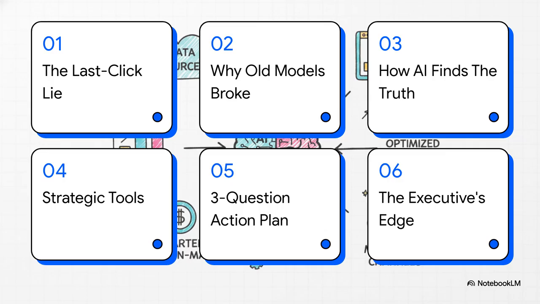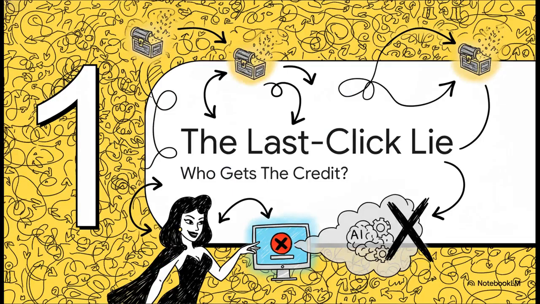Here's what we've got lined up. We're going to start by exposing what I call the last click lie. Then we'll dig into why the old ways of doing things are just totally broken. After that, we'll see how AI uncovers the real story. We'll look at the smart tools you can use. I'll give you a simple 3-question action plan. And finally, we'll talk about how all of this gives you a serious executive edge. All right, so let's jump right in.